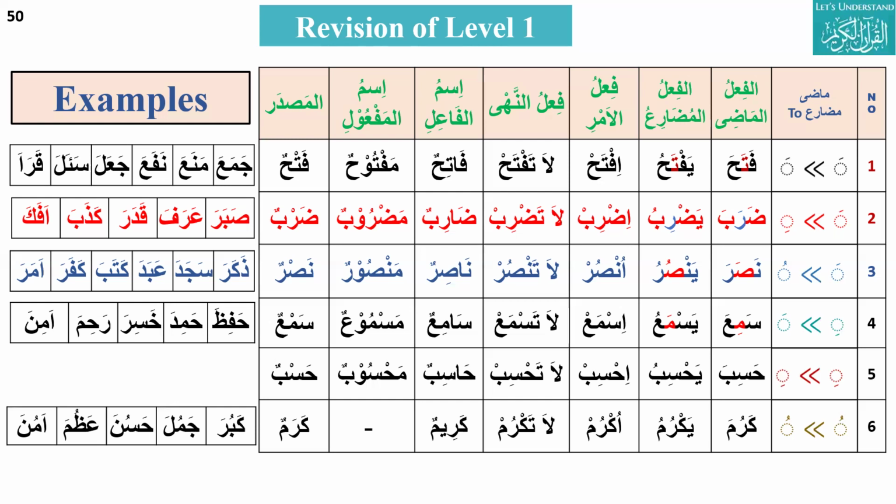The fourth one is Bab Samia. If you say fatha becomes damma, it will confuse, so just say Fatha Damma: Nasara Yansuru, fatha damma. Keep going. Okay. Bab Samia, Samia Yasmahu, kasra fatha. Bab Hasiba, Hasiba Yahsibu, kasra kasra. Bab Karuma, Karuma Yakrumu, damma damma.